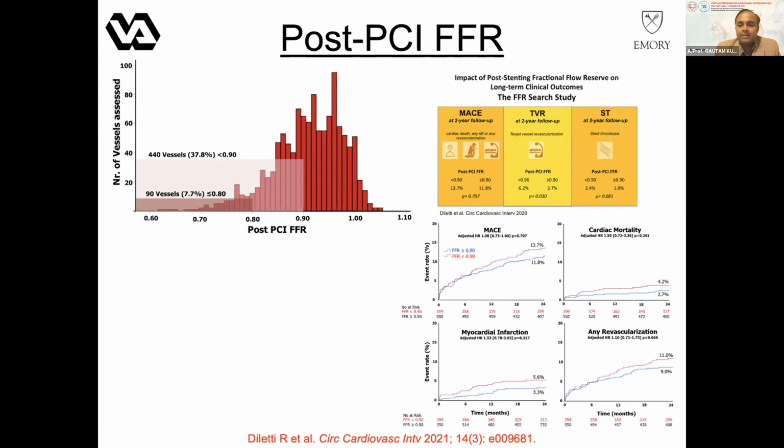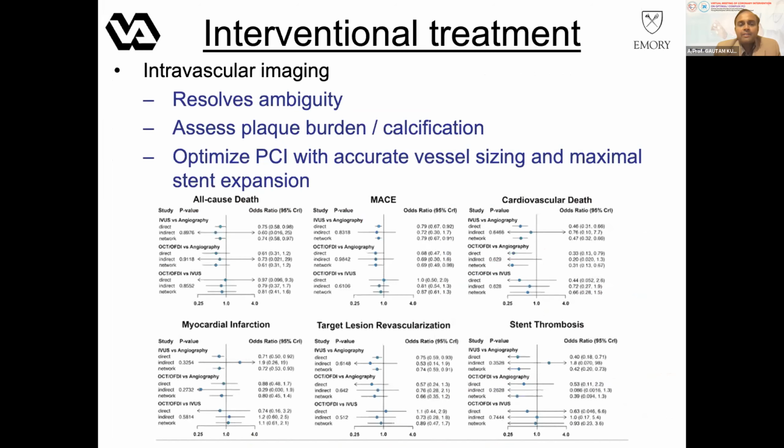So it's worthwhile to think about post-PCI physiology in some of these complex PCI patients. And this may, at the end of the day, result in longer stents, or you may need to do more stenting, more complete expansion, more plaque modification in order to ensure that you have optimal results. Intravascular imaging is always very helpful. I wouldn't necessarily say that intravascular imaging is an option for complex PCI. I think it is essential for complex PCI.